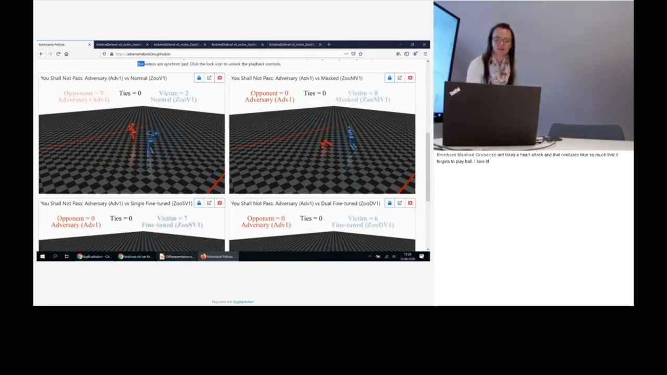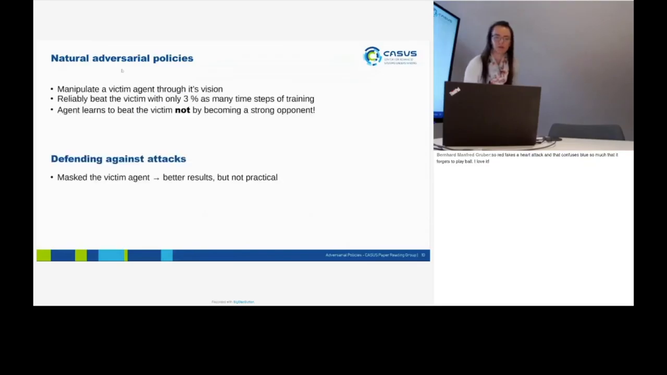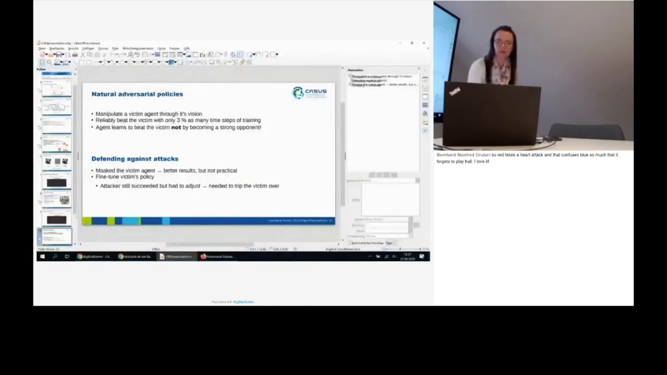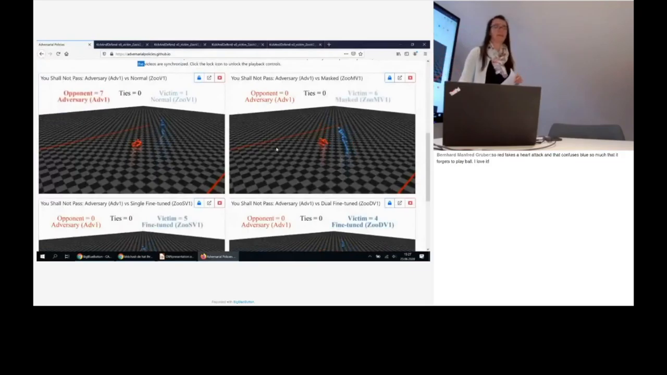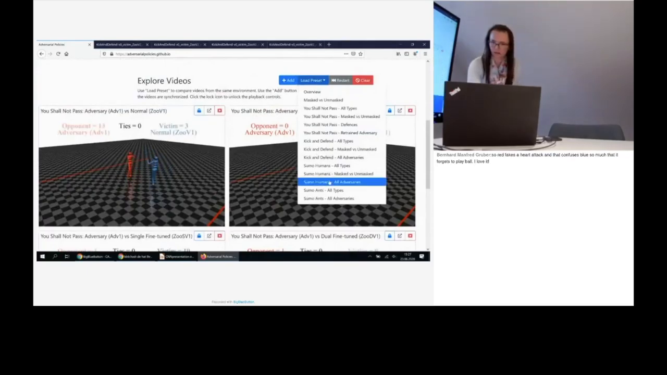So what they proposed was to fine-tune the victim's policy, which is the basic thing you do with your neural nets. You always have to fine-tune hyperparameters and hope for good RNG such that your networks perform very well. But in this case, it was possible to show that the attacker still succeeded, but it helped to adjust, which is quite good considering that we can scale up this whole fine-tuning with multiple and various learning approaches. And you see it quite well in this example.